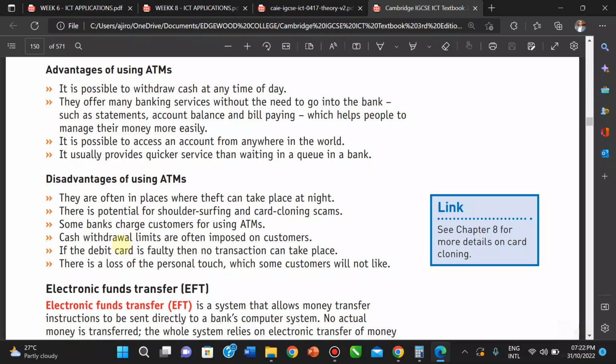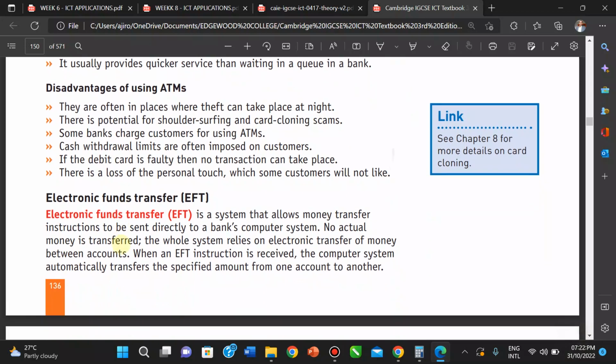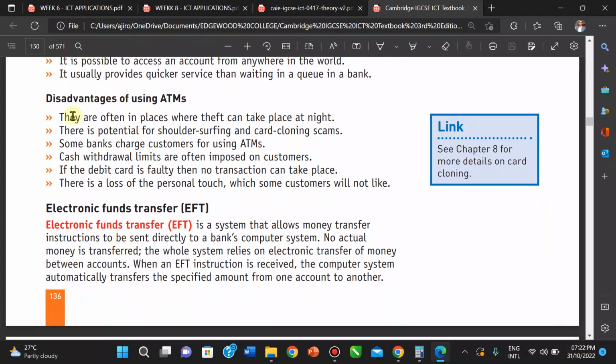But then again, it doesn't go without some disadvantages. The disadvantage here is it is used in places where theft can take place at night. It's lonely to go to the ATM at night, and I highly recommend that you don't even go there, especially at night. Please do not go there. There is potential for shoulder surfing and card cloning scams. People can actually snoop to see your PIN, and your cards can also be cloned.